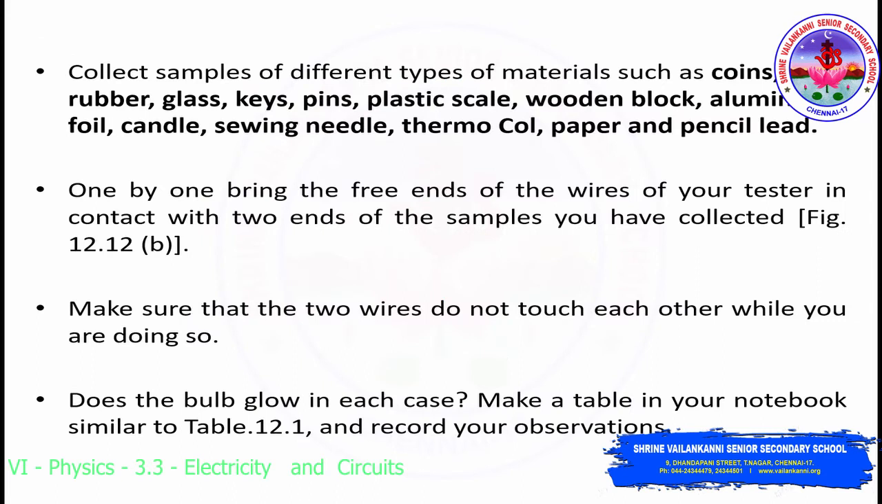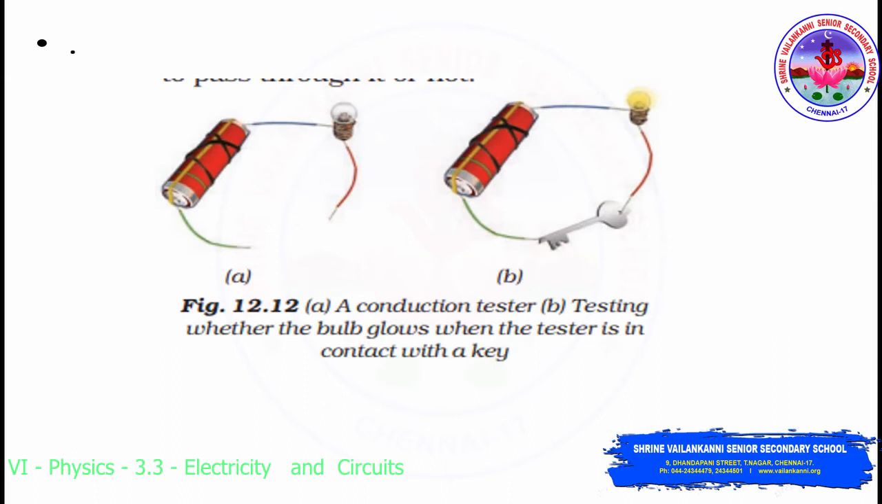And now apart from this metal key, you can also collect some different samples such as coins, cork or rubber, glass, keys, pins, plastic scale, wooden block, aluminium foil, candles, sewing needles, thermocol. Whatever things are available in your home, collect all the samples together, and in the place of the key you try with each and every material that you have collected.